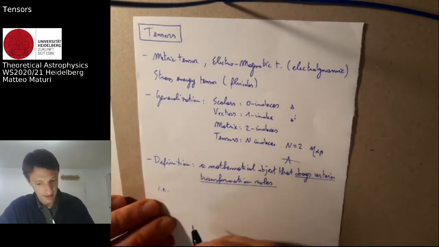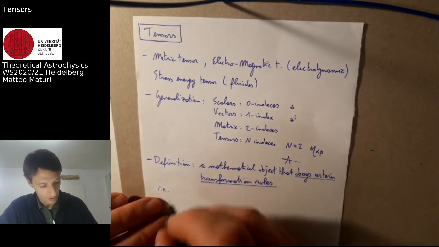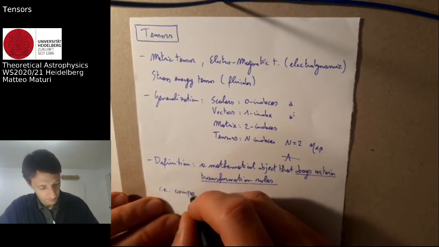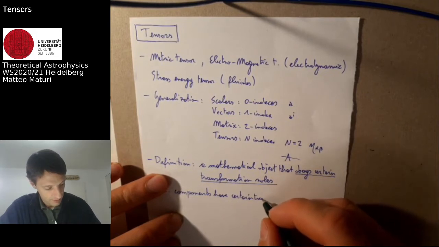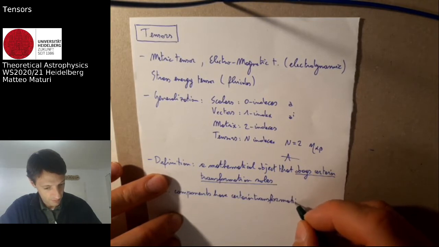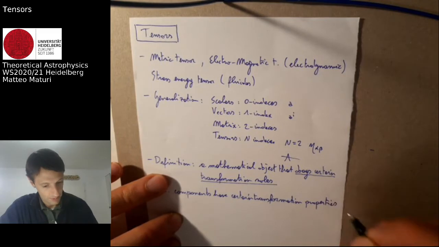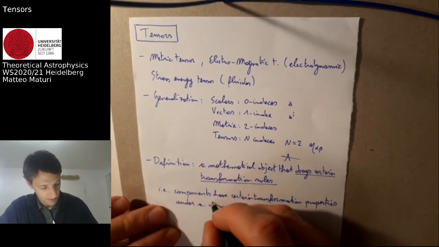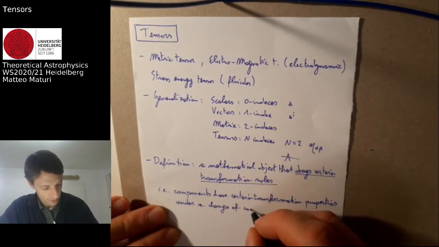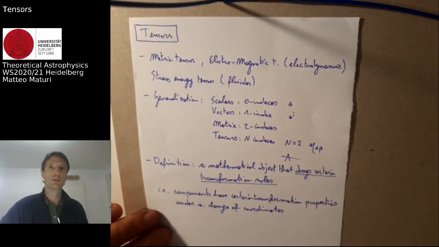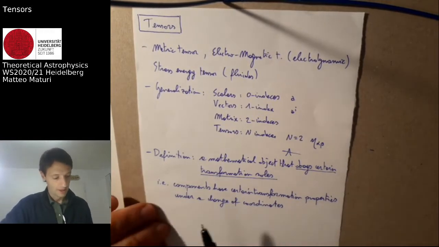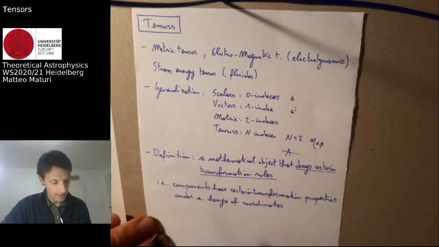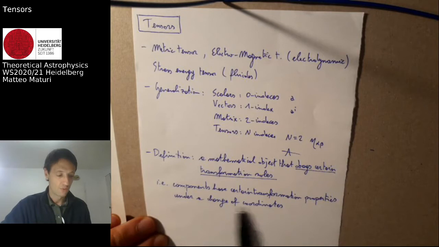Okay, and we can rephrase this definition, and we can say that it is a mathematical object whose components have certain transformation properties under a change of coordinates. And perhaps this is more clear. You can better see the link with what we have done during the previous lessons, and it is a more mathematical and abstract definition. And again, you see that it has components, and they have to obey certain transformation properties under a change of coordinates.